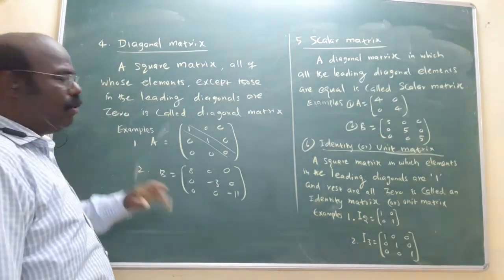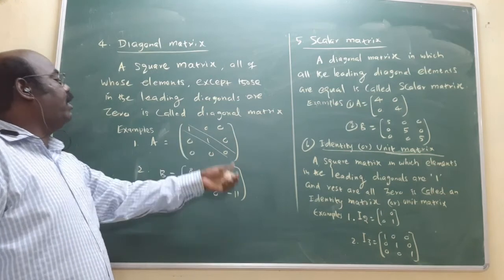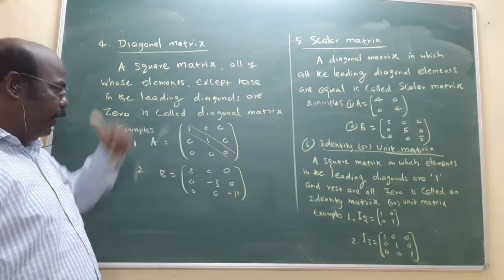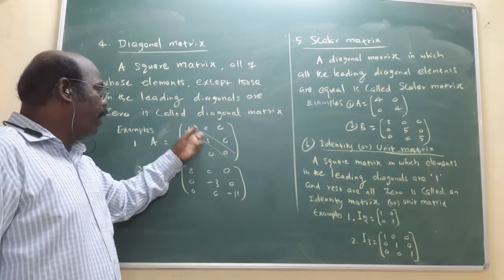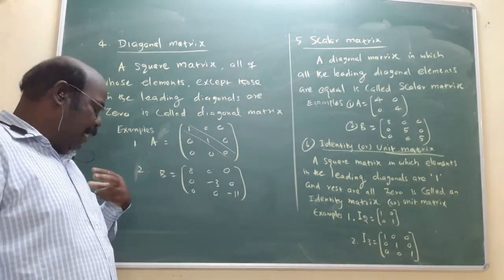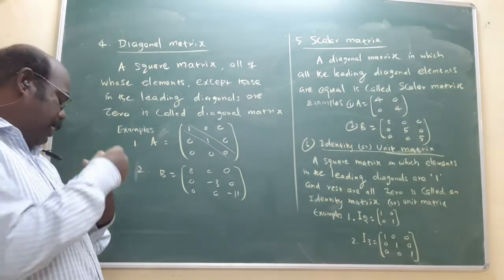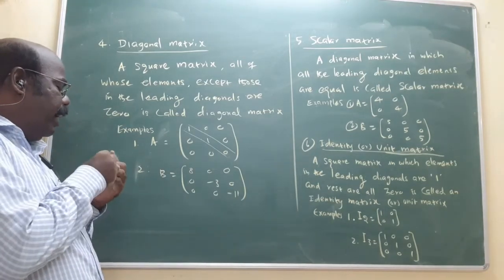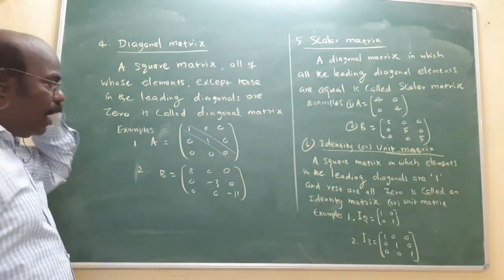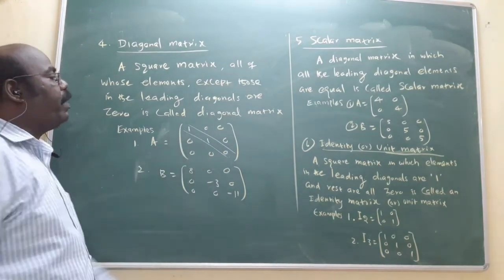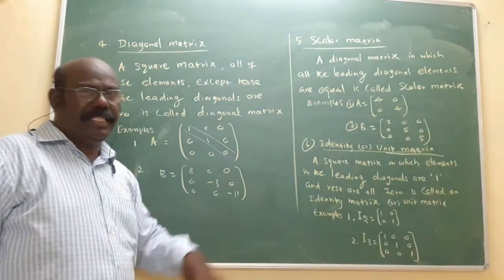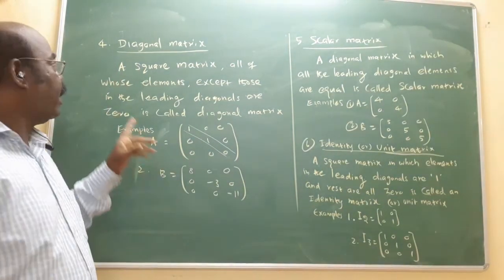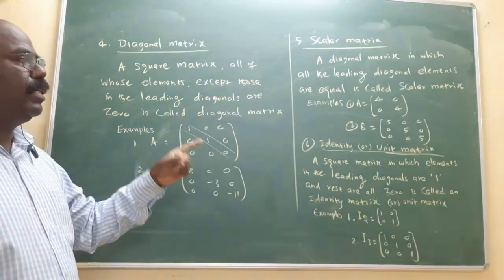The remaining elements are zero. Here any numbers on the leading diagonal are fine, but otherwise it is not a diagonal matrix. Suppose the diagonal is 2, 2, 2, or 3, 3, 3, or 5, 5, 5, or 7, 7, 7. In this way, it is called a scalar matrix. Again, the same thing, if all are 1, 1, 1, it is called the unit matrix. The same concept, three separate definitions: diagonal matrix, scalar matrix, unit matrix.